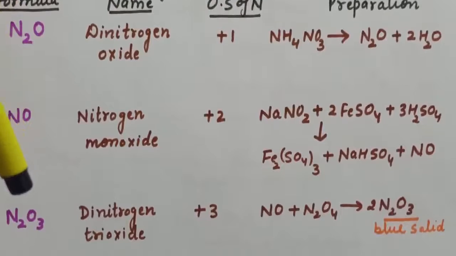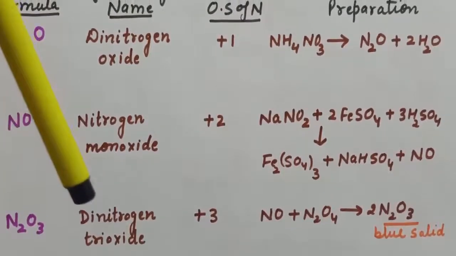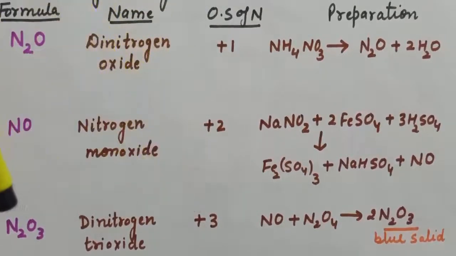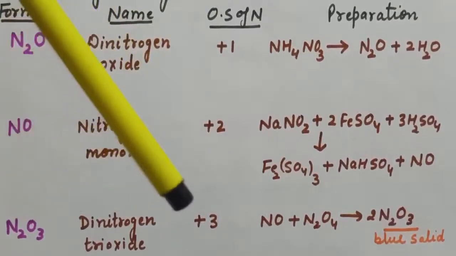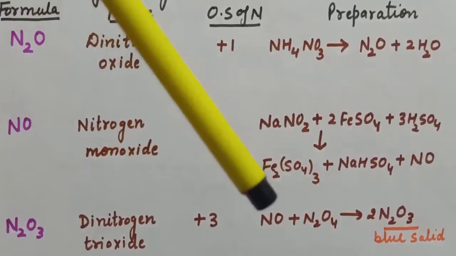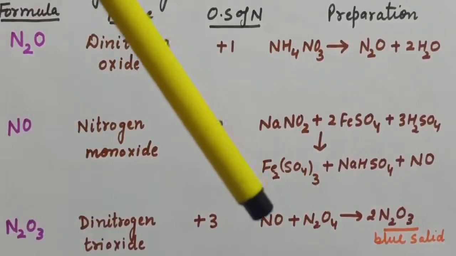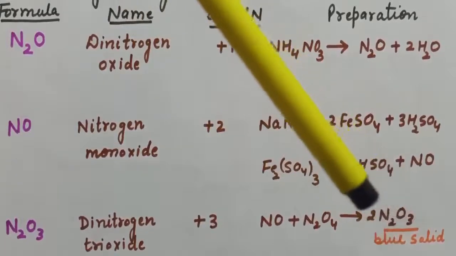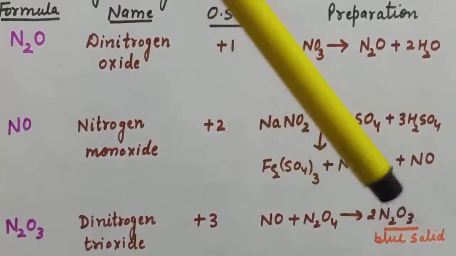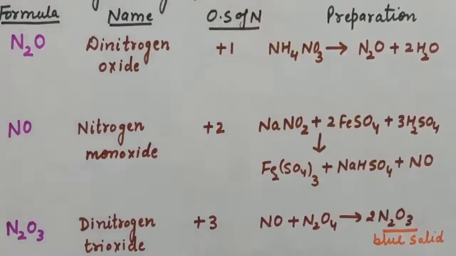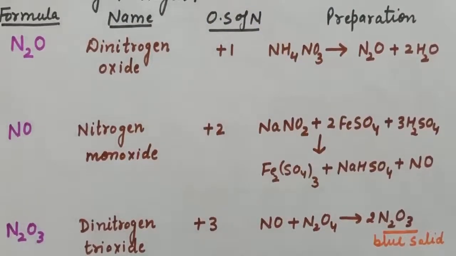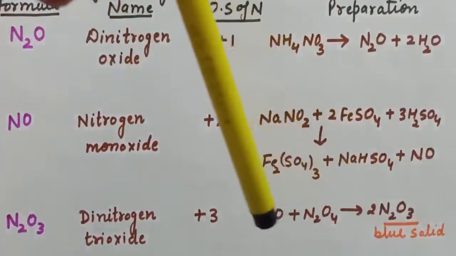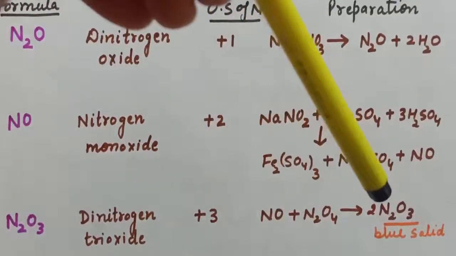Third oxide we have N2O3 and the name is dinitrogen trioxide. Here the oxidation number of nitrogen in N2O3 is +3 and the preparation method is, when we treat NO with N2O4, then we get N2O3, that is dinitrogen trioxide, and this is blue solid. And also this oxide is acidic in nature. So this is the preparation method for dinitrogen trioxide.